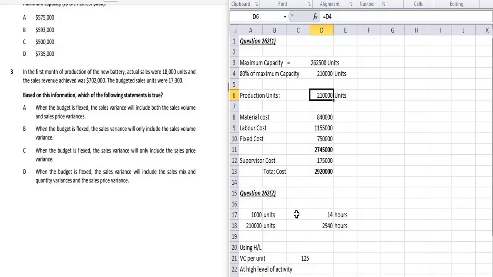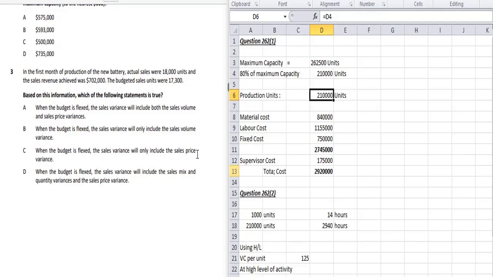But in the flex, the unit is the same; we use the actual unit in both cases, so sales volume variance will be 0. So the only variance remaining is the sales price variance. So when the budget is flexed, the sales variance will only include the sales price variance, not the volume.